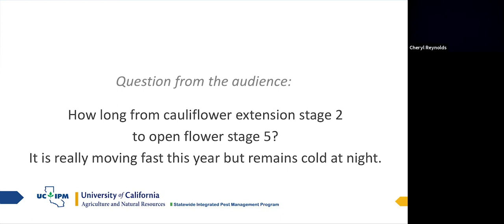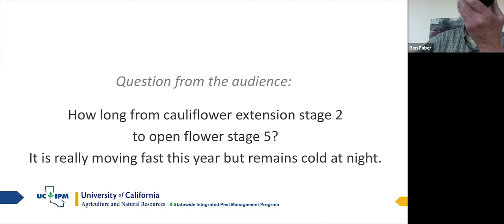Okay, I'm not sure of this one. How long from cauliflower extension stage 2 to open flower stage 5? It is really moving fast this year, but remains cold at night. Yeah, so this is where you're making your best judgment. It's not going to work when the flowers are not at all open or at all close to being open.